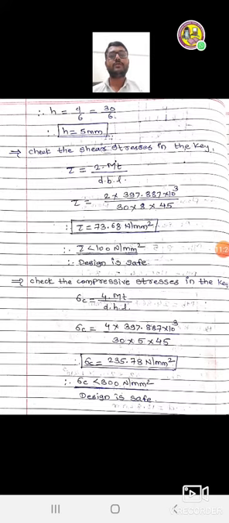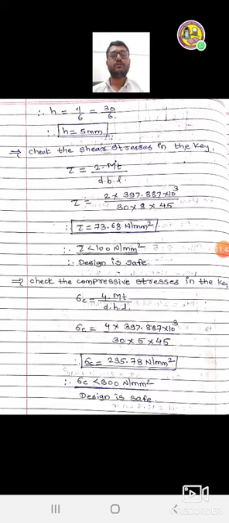Check the compressive stresses in the key. Sigma c equal to 4 mt upon d h l. Then we get actual compressive stress. Here it is 235.78. Permissible compressive stress is 300 Newton per mm square, means our design is safe.